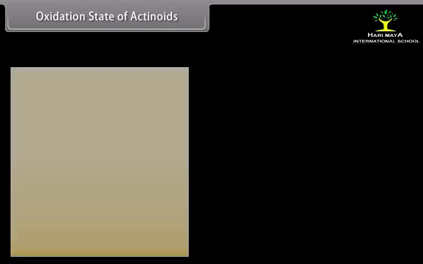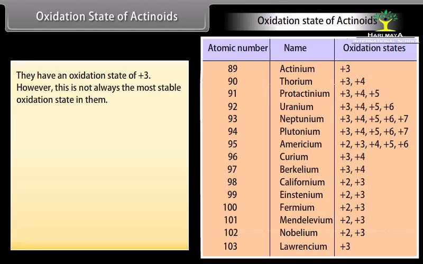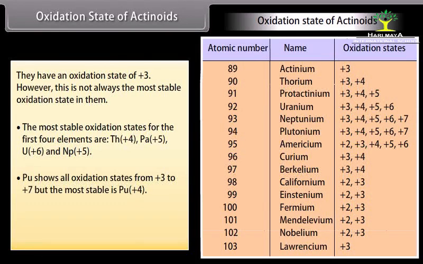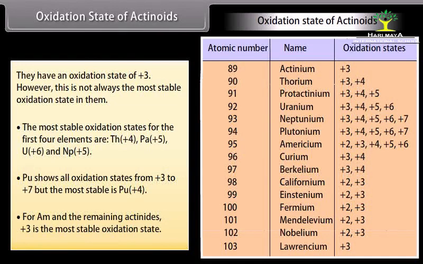Oxidation state of actinoids. They have an oxidation state of +3. However, this is not always the most stable oxidation state in them. The most stable oxidation states for the first 4 elements are thorium +4, protactinium +5, uranium +6, and neptunium +5. Plutonium shows all oxidation states from +3 to +7, but the most stable is plutonium +4. For americium and the remaining actinides, +3 is the most stable oxidation state.